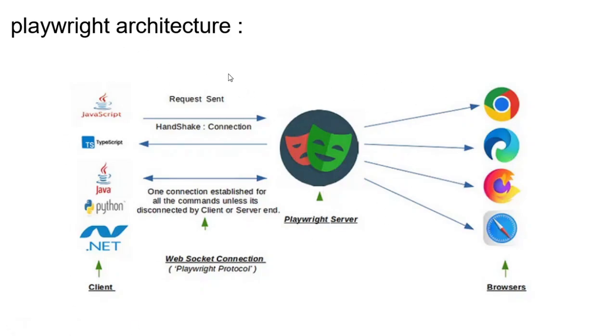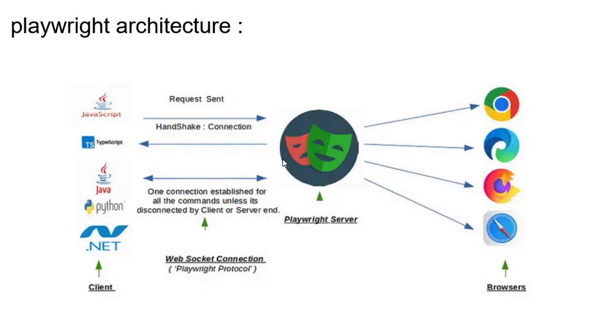There is a client, there is a server. So how does the communication between client and server happen? That is the third component, called the transport layer. The client is this one, and this is the Playwright server. The client is where we write the script, which can be written in any language like JavaScript, TypeScript, Java, Python, .NET, etc. But in between client and server, there has to be some connection. So what is the transport layer between client and server?